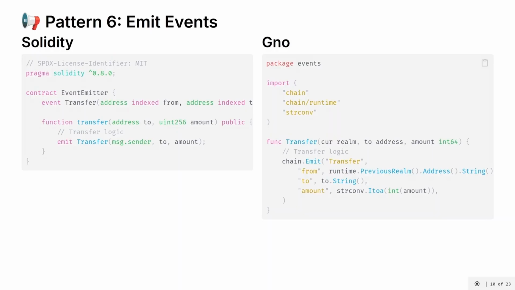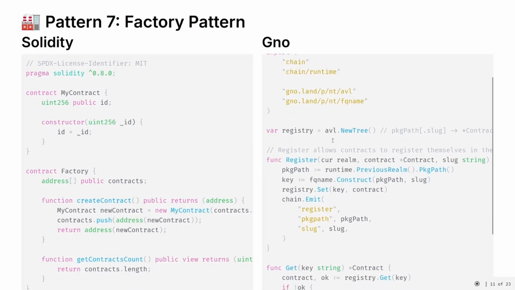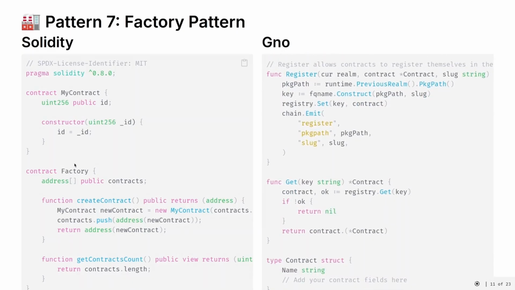A factory pattern lets you create a number of new objects, like contracts, using a simple function. Solidity is much more permissive than GNO, as in GNO you cannot create a new contract if you're not a user. In Solidity, we have two contracts. Create contracts, create a new object contract here, and push it in the list of addresses we store in the contract factories. While in GNO, we're waiting for the contract to be already registered.